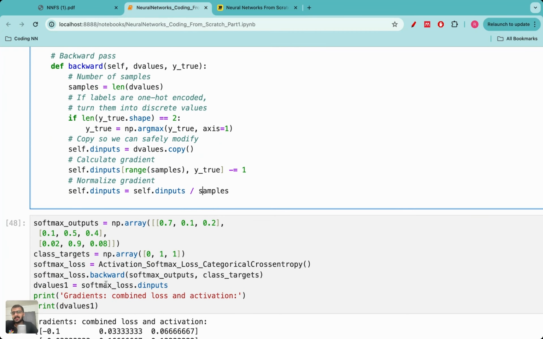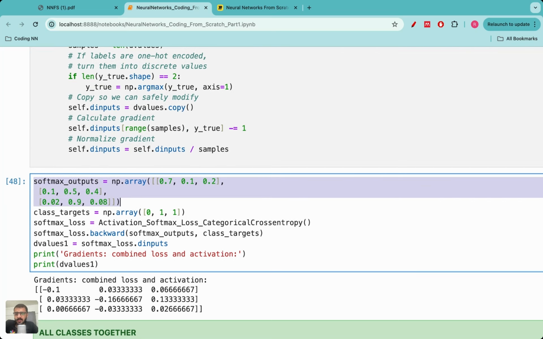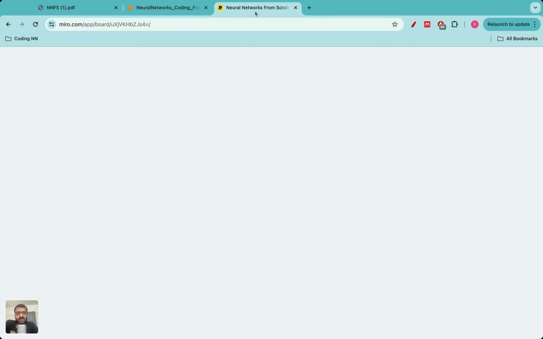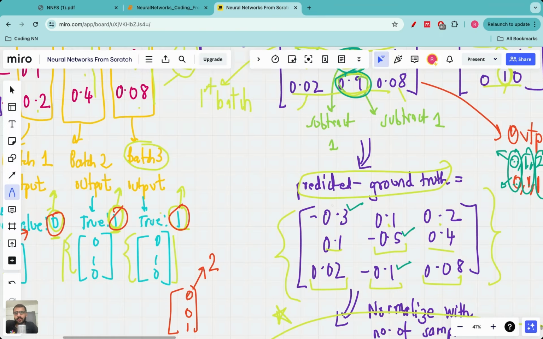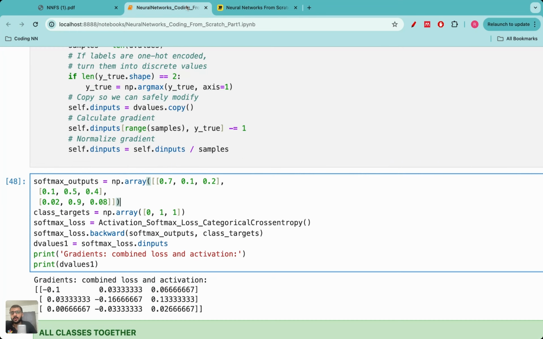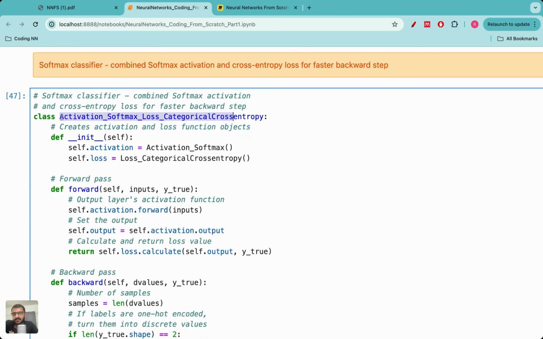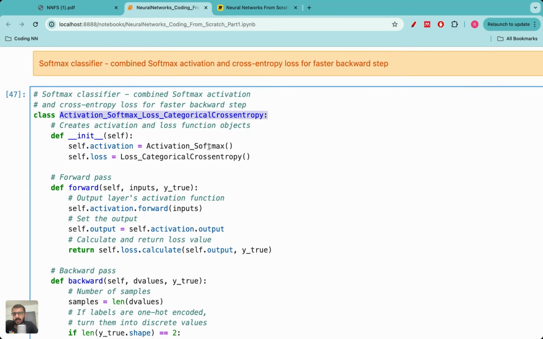We'll now actually see how this works in action. So what I'm going to do now is take the softmax outputs. The softmax outputs are these values which I've shown here on this whiteboard. It has these three sets of values. For the first batch of input, the softmax output is this. For the second batch of input, the softmax output is this. And for the third batch of input, the softmax output is this. And the class targets are 0, 1, and 1, which is the same case we considered. Now what I'm going to do is, first I'm going to initiate an instance of this class, which is Activation Softmax Loss Categorical Cross Entropy.